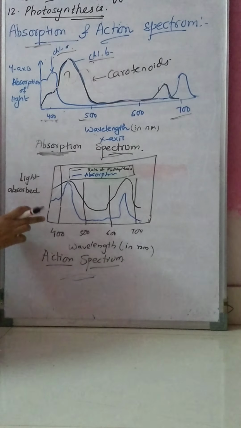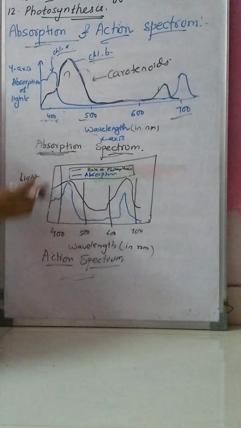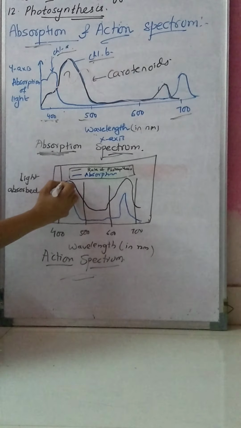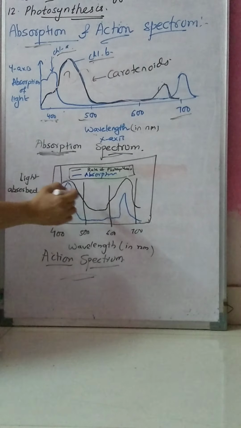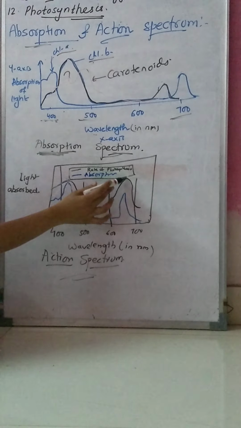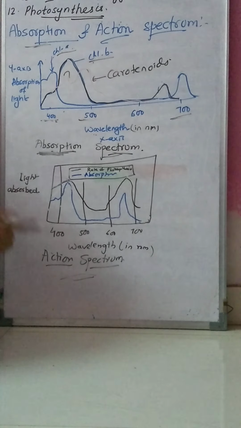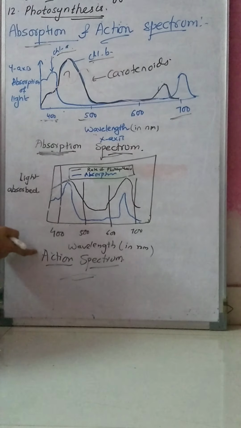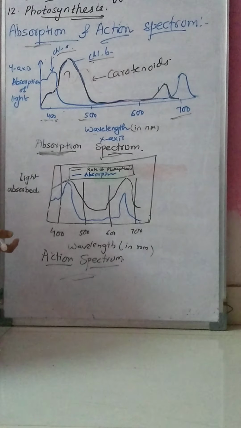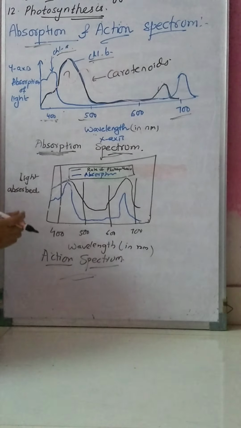Okay, this curve shows the rate of photosynthesis. You can see the rate of photosynthesis at different wavelengths. At different wavelengths, the rate of photosynthesis takes place. So this is called action spectrum. Now this action spectrum differs from the absorption spectrum.